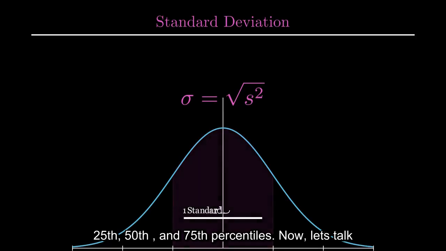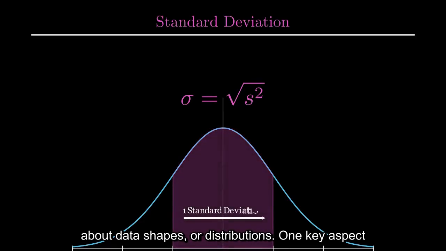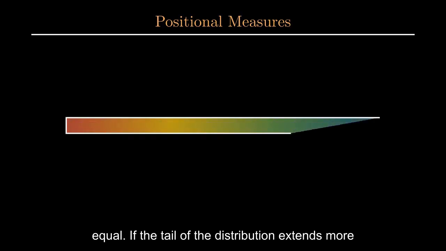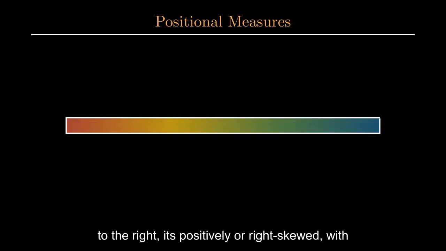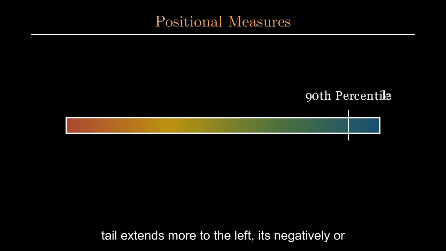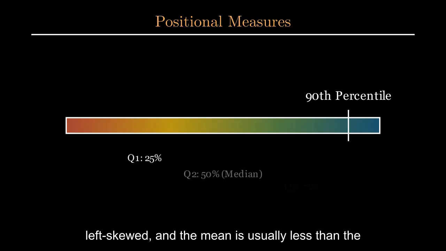Now, let's talk about data shapes, or distributions. One key aspect is skewness, which describes the asymmetry of the distribution. In a perfectly symmetrical distribution, the mean, median, and mode are all equal. If the tail of the distribution extends more to the right, it's positively or right skewed, with the mean typically greater than the median. If the tail extends more to the left, it's negatively or left skewed, and the mean is usually less than the median.